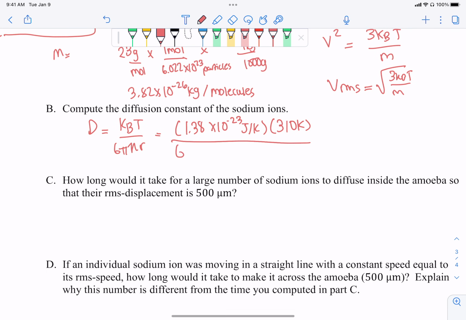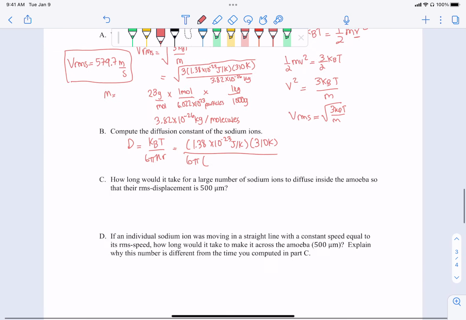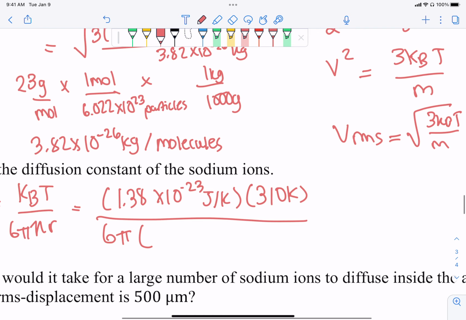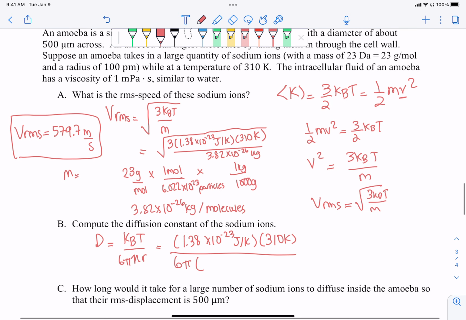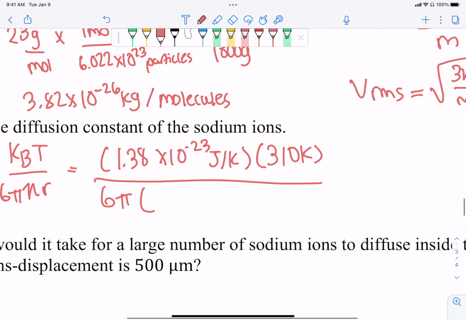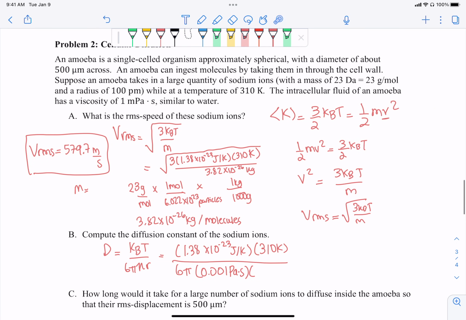But okay, 6 pi times our viscosity, which is 1 millipascal seconds, right? We can just divide by 1,000 to get that in Pascal seconds, which is our SI units. So 0.001 Pascal seconds, and then multiplied by our radius, which they gave us as 100 picometers.